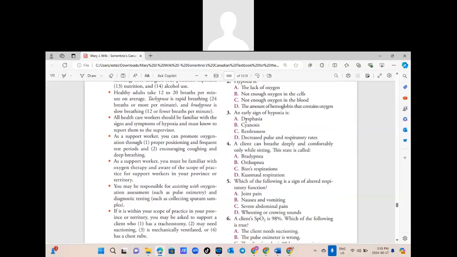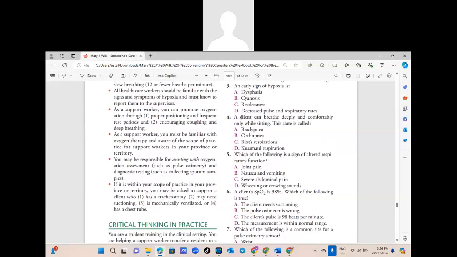Next, number three. An early sign of hypoxia is: A. Dysphagia, B. Cyanosis, C. Restlessness, or D. Decreased pulse and respiratory rate. So, restlessness, okay, letter C is the correct answer. Restlessness is an early sign of hypoxia, which is not enough oxygen in the cells.